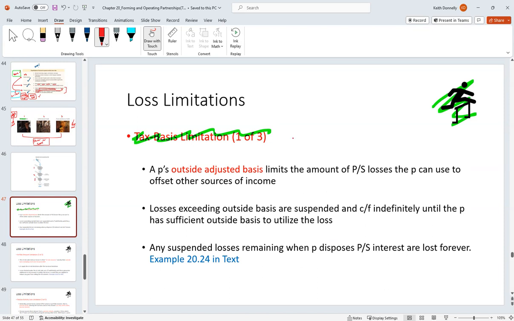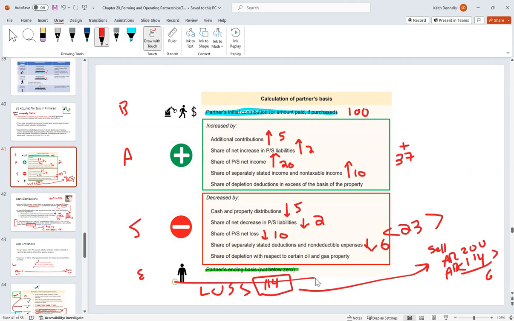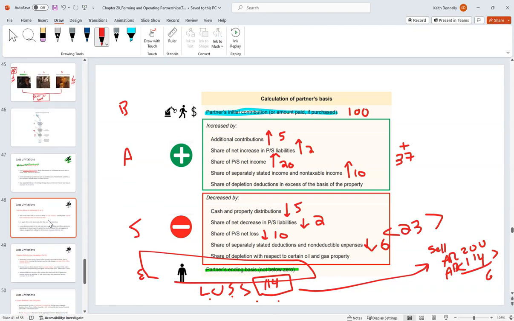The first hurdle here is our adjusted outside basis, right? This is what we were talking about. That's this guy right here, right? We said the second reason you care about it is if there's a passive activity loss.